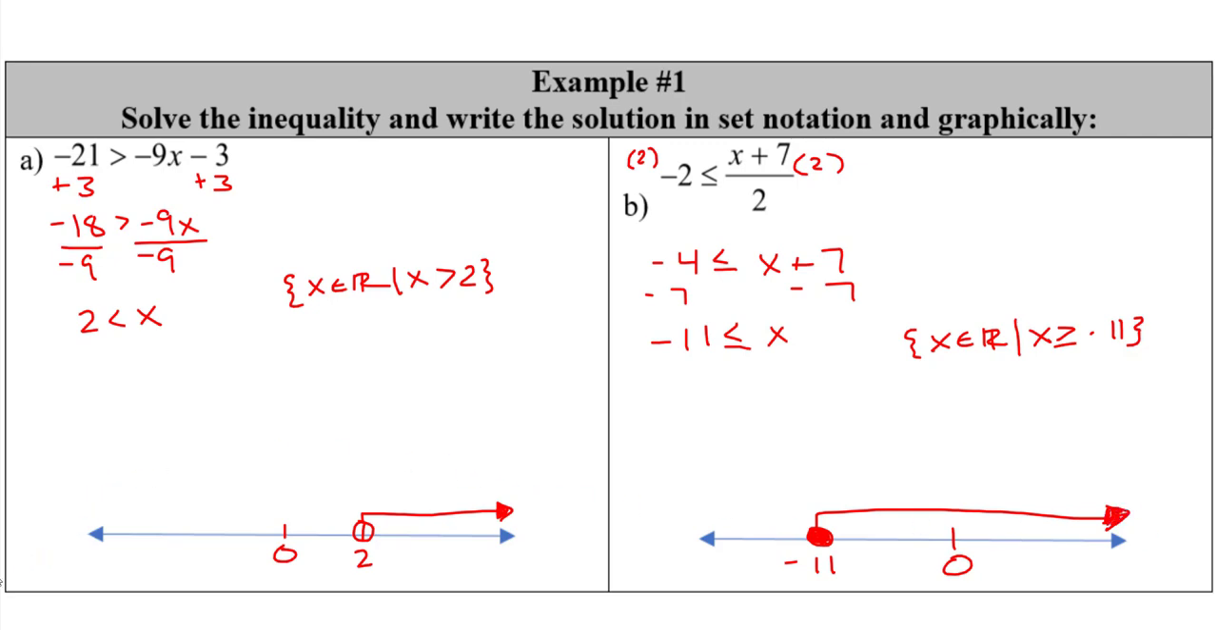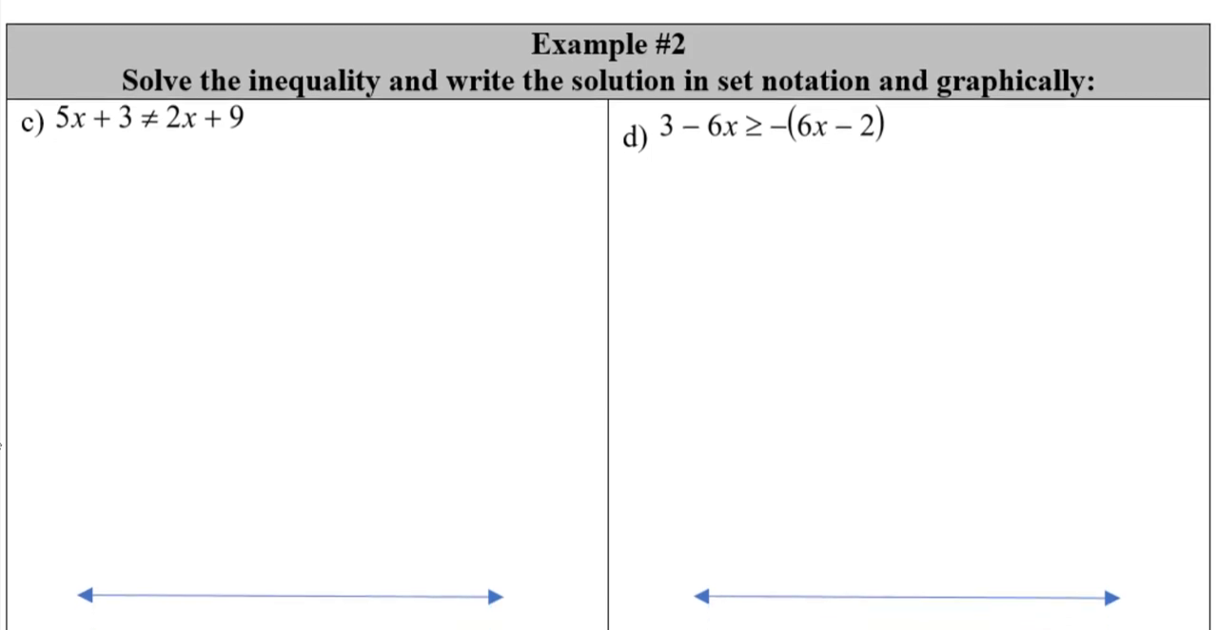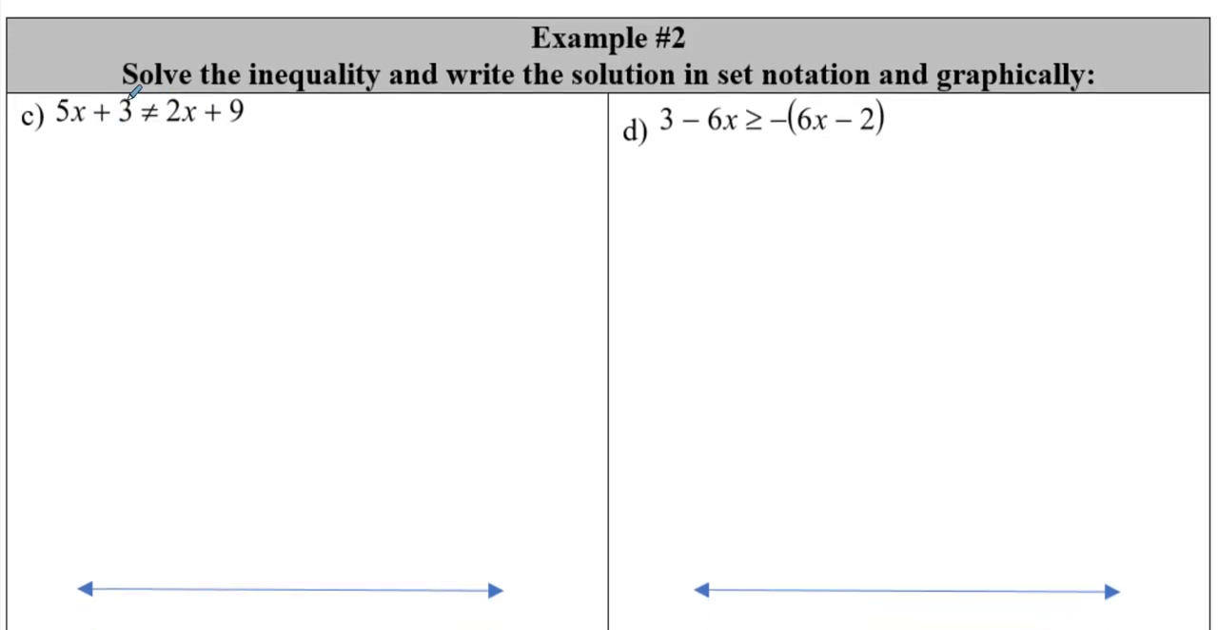All right, so example number 2. We have the same type of instruction. We are still solving inequalities, but if you look at letter C, we are doing the not equal sign. So now we have a variable on both sides. Remember, this can be solved multiple ways. I always like to move the variable first, so that's what I'm going to show you here. But remember, you are free to solve any way you like as long as you are following the steps appropriately.